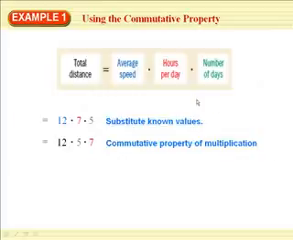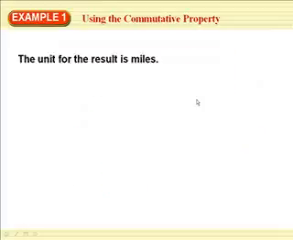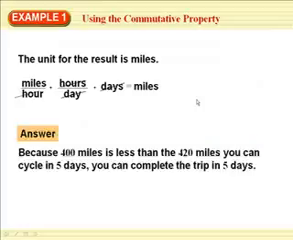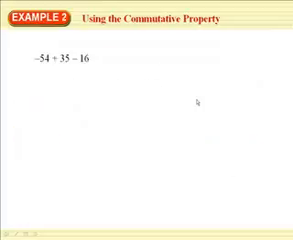So there's that. Looks like they did it the same way I did it. Okay, the unit for the result is miles, which means the label. And they're showing you how to get the label. I knew that was distance, so we knew it was 420 miles.